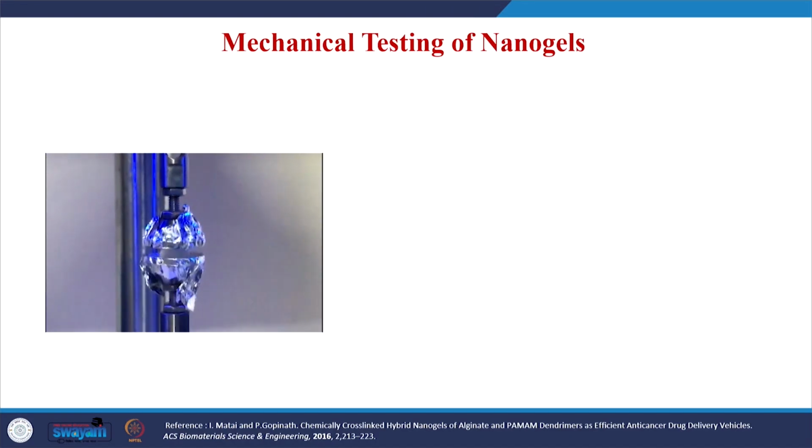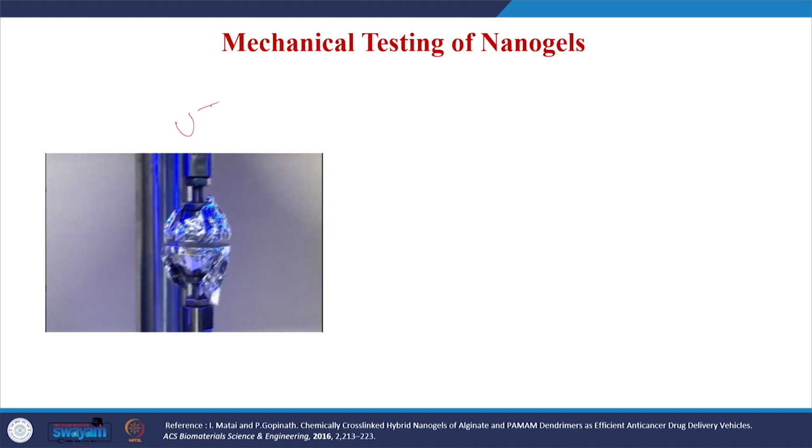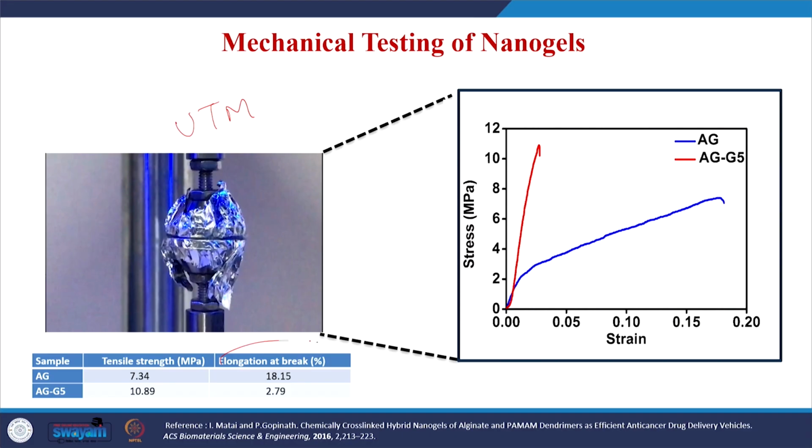The mechanical strength of the nanogel or hydrogel can be measured using UTM. Elongation at break has an inverse relationship with the tensile strength. The elongation at break value for AgG5 was far less than the Ag nanogels. So therefore, the chemical cross-linking of alginate with the PAMAM dendrimer can significantly alter the mechanical strength of AgG5 nanogels.